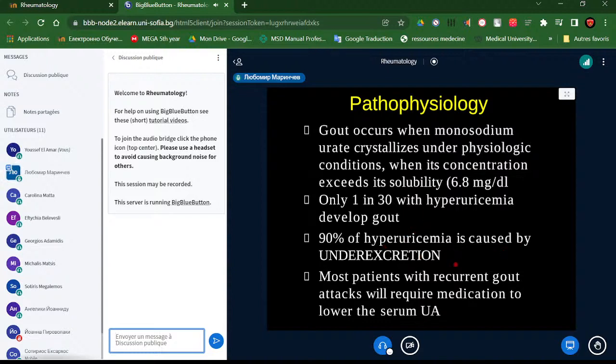90% of hyperuricemia is caused by underexcretion. So the biggest part of hyperuricemia is underexcreted, and the kidney is the main organ which accounts for the accumulation of uric acid in the blood. Most patients with recurrent gout attacks will require medication to lower the serum uric acid. So when you have a patient with a high level of uric acid in the serum, you have to lower it in order to eliminate this main reason for gouty crisis.